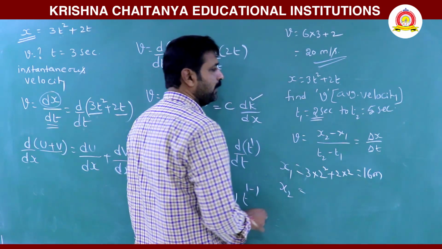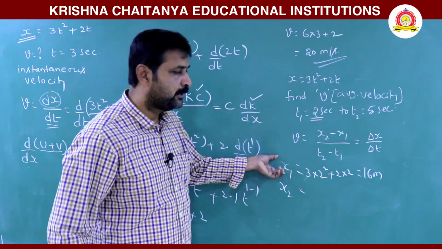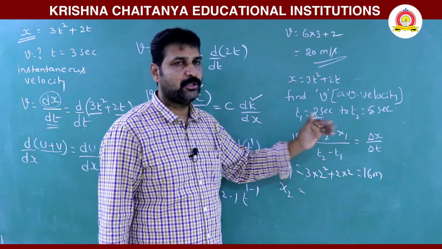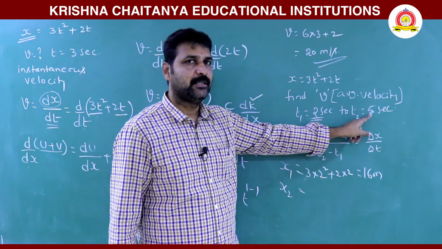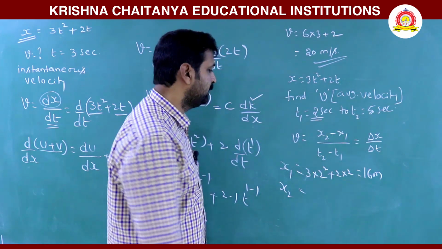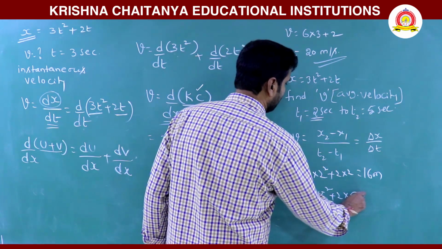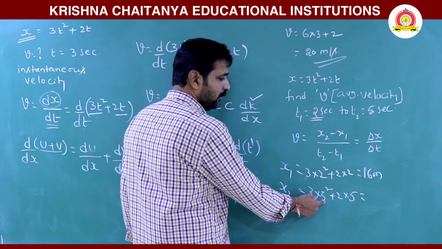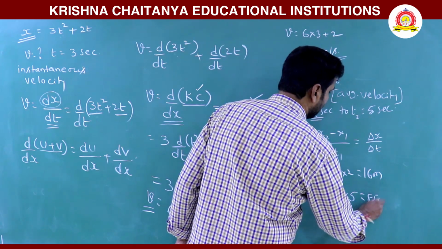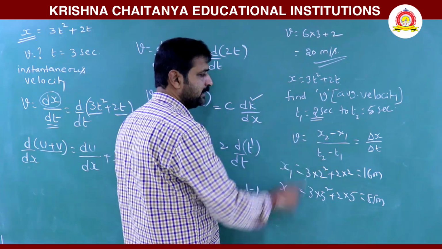Again for x2, you have to substitute 5 seconds, because x1 is the position at 2 seconds and the body moves so that at 5 seconds its position will be different. Then what is the displacement traversed? That means 3 into 5 squared plus 2 into 5. Then this is 25 into 3, 75 plus 10, 85. So x2, x1 are 85, 16.